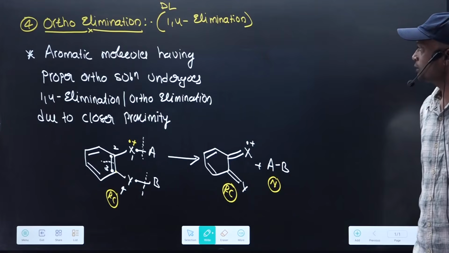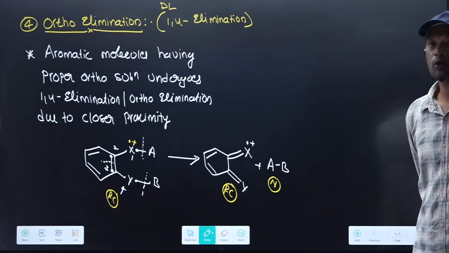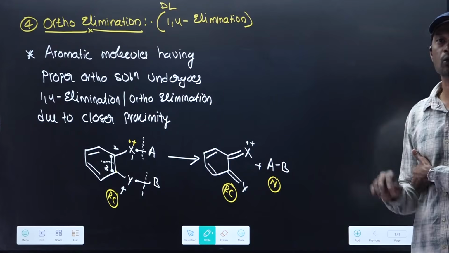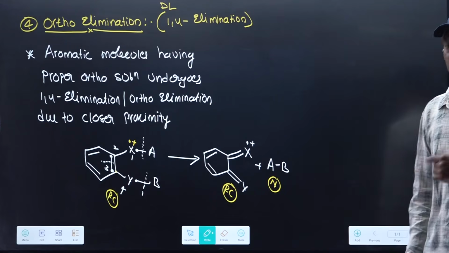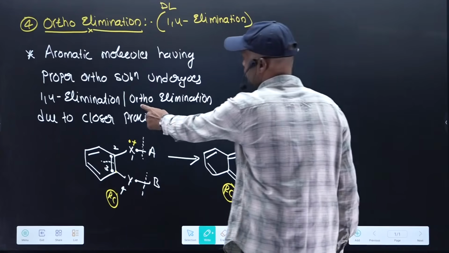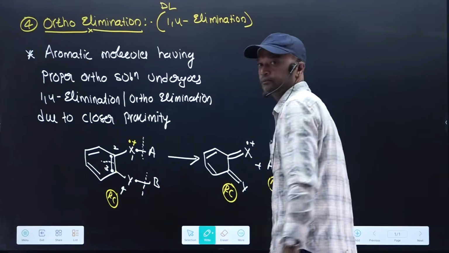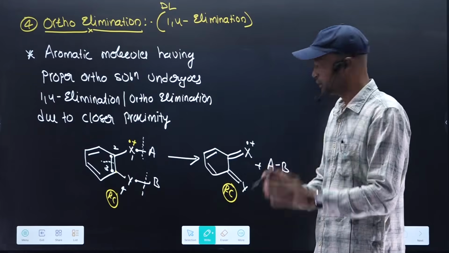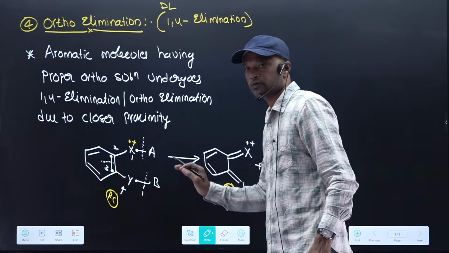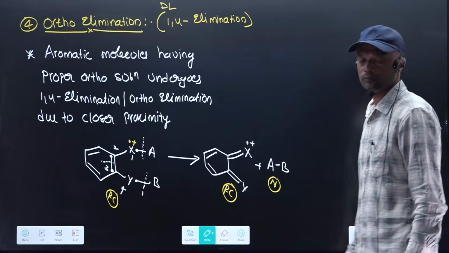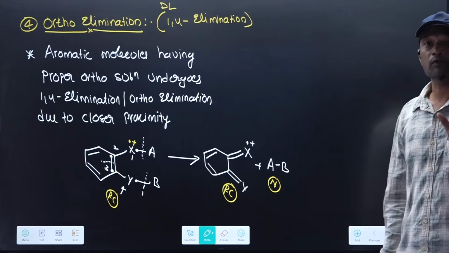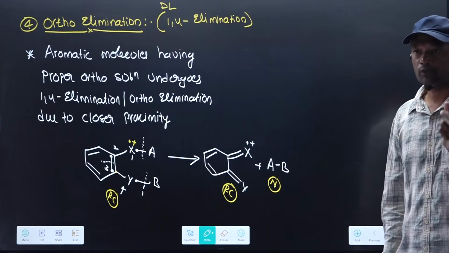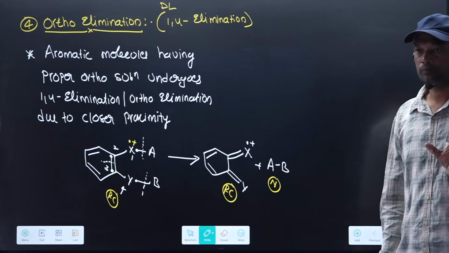Aromatic molecules having proper ortho substitutions undergo 1,4 elimination, or ortho elimination, due to closer proximity. You may ask one more question: sir, why are they undergoing fragmentation? The reason is closer proximity, nothing but they are very close to each other, ready to eliminate. So here A and B are very close, that's why they are eliminated. Now generating the molecular ion is very important in this case. Where you generate the molecular ion is a key point. Clear?